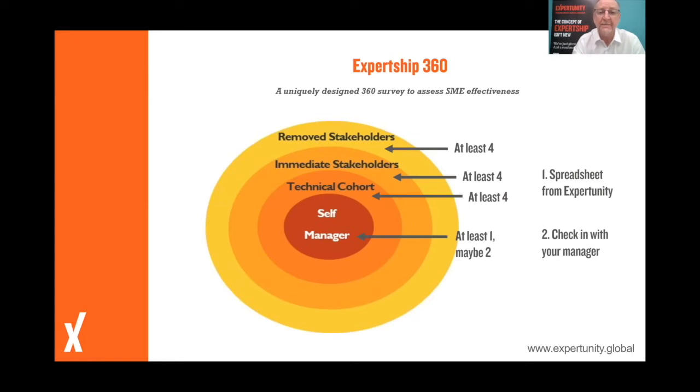So many experts get nervous about nominating people they don't know very well. This is an important area for you to encourage them to do so. Very often we find that removed stakeholders actually have a much better opinion and understanding of what the experts do than the experts realize. This is a really valuable message for them to get. You can see that we look for 3 or 4 people in each of these last 3 categories I've mentioned.